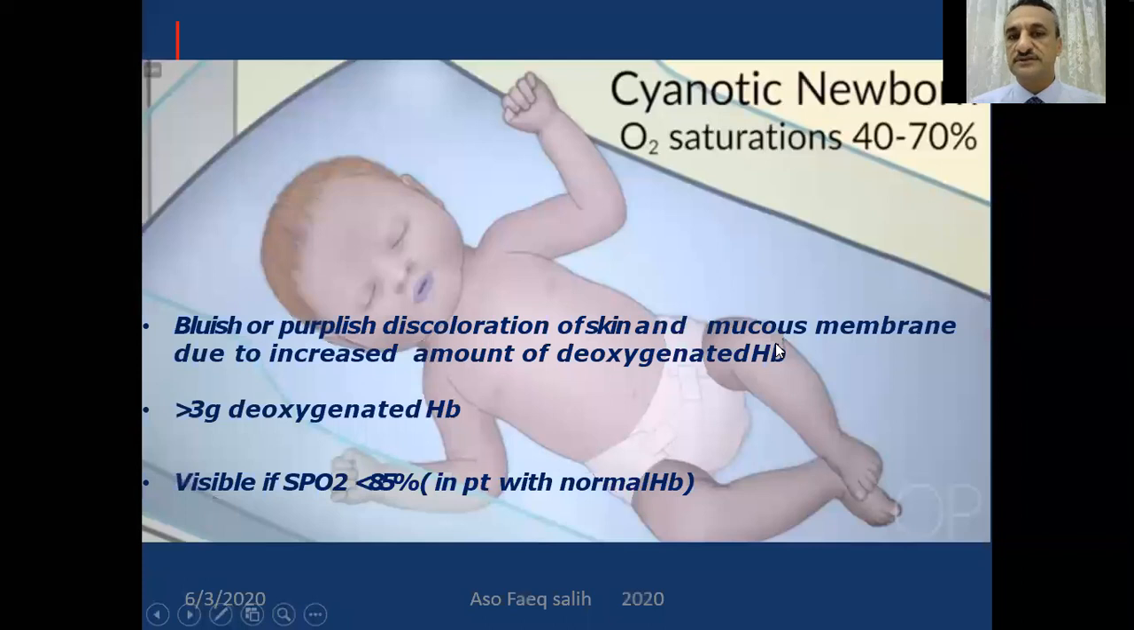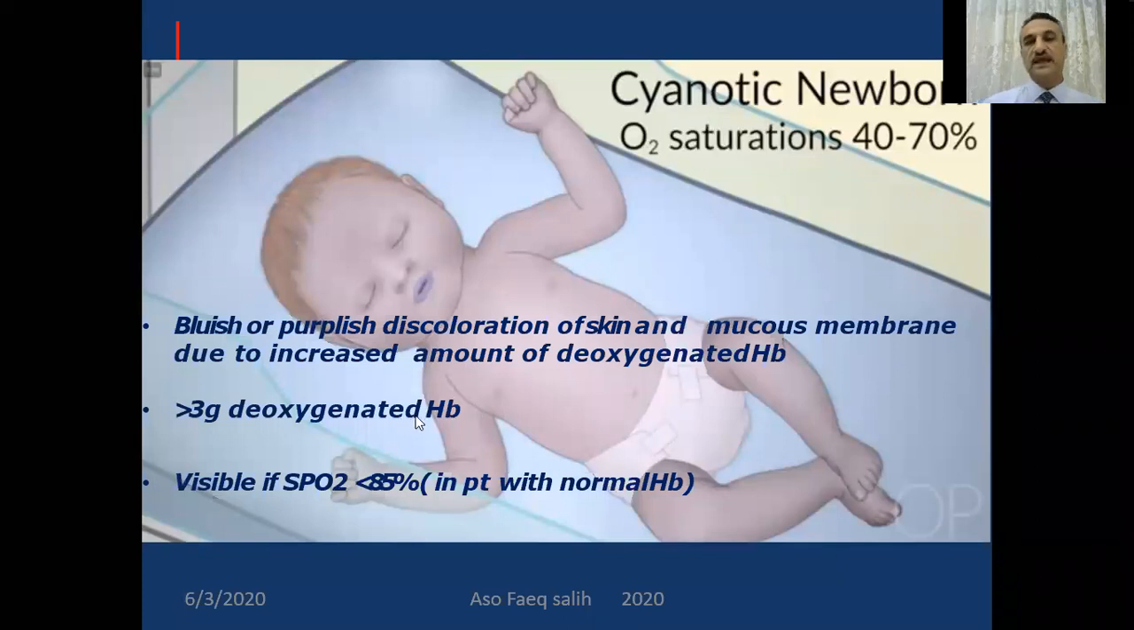Then I'm starting with the cyanotic one, in which what does cyanosis mean? All clinicians should be very aware of this finding. It's a bluish or purple discoloration of the skin and mucous membranes due to an increased amount of deoxygenated hemoglobin. So the desaturated hemoglobin will be increased, and in that case you will have blue discoloration. If you look at this baby, you have blue lips, for sure the tongue, and also the extremities. And in that case, you should have more than 3 grams of deoxygenated hemoglobin.